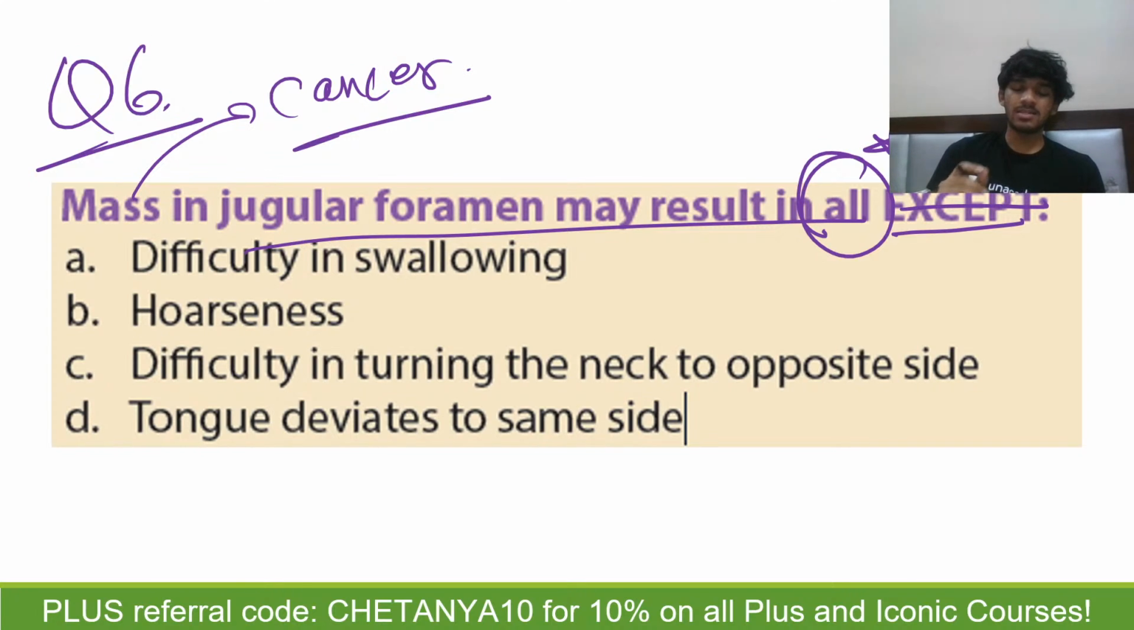Question number 6. Mass in the jugular foramen. What are the options? Difficulty swallowing, hoarseness, difficulty turning the neck to the opposite side, and tongue deviates to the side. What is your answer, doctors?